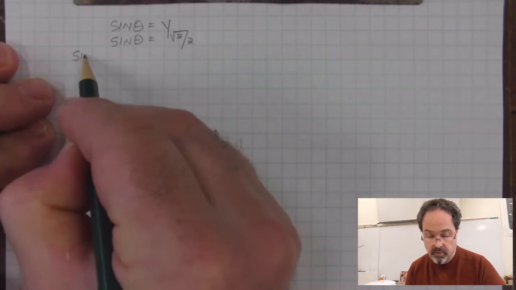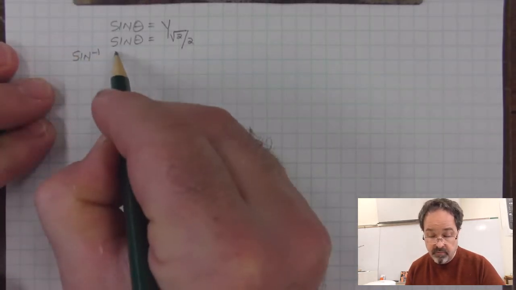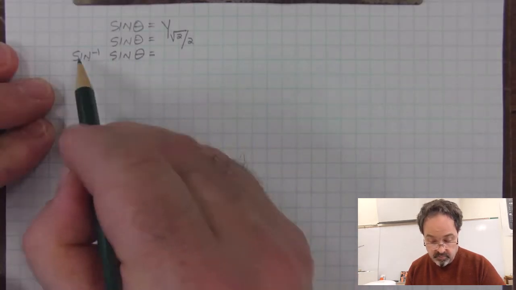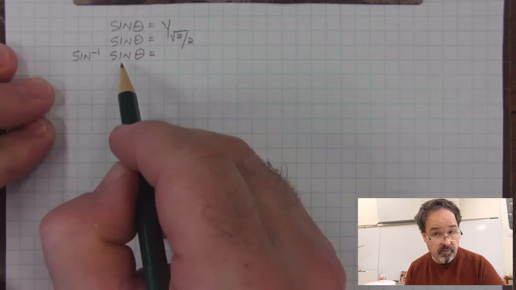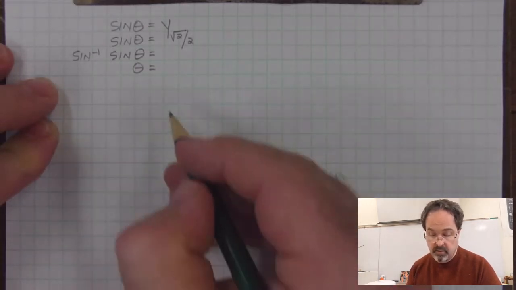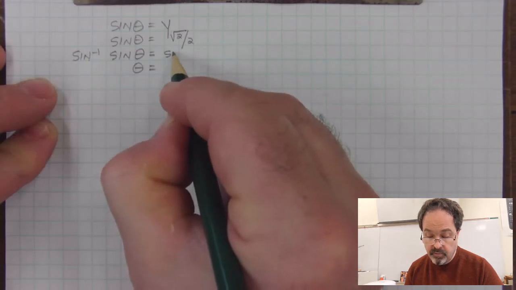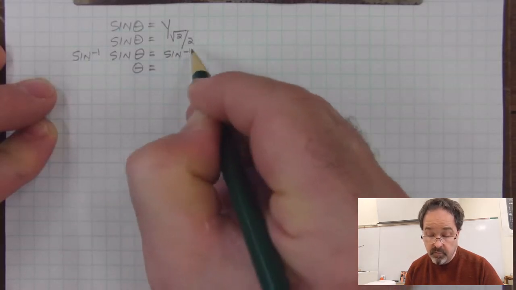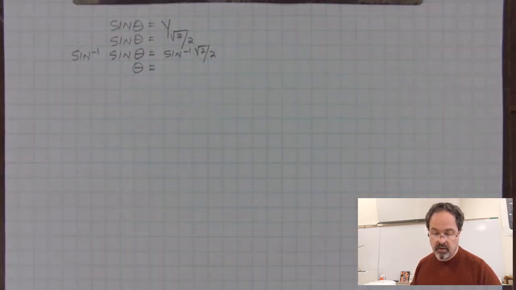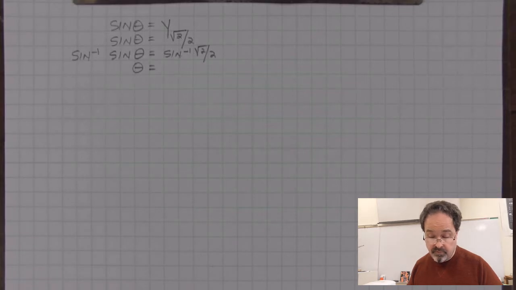Showing our work, we would take the inverse sine of the sine of theta. These would undo each other. They're inverse functions, and it leaves theta by itself. On the other side, what we do to one side we must do to the other, so we have to take the inverse sine of radical 2 over 2. Well, what's that? It's a value. We could find it in a calculator, but calculators are limited.